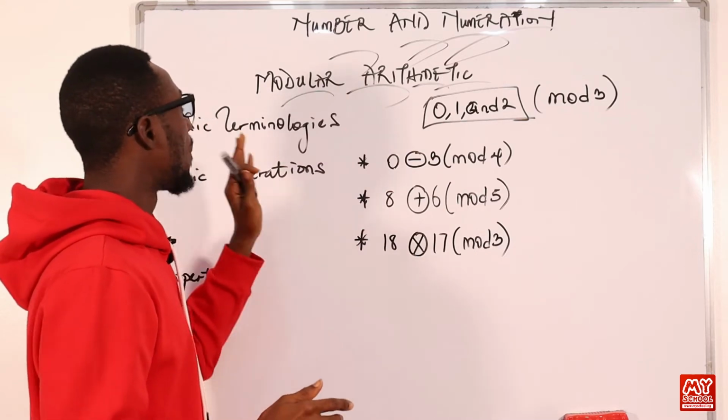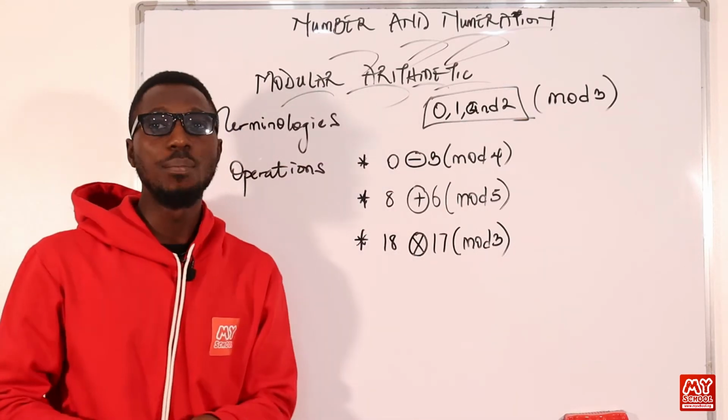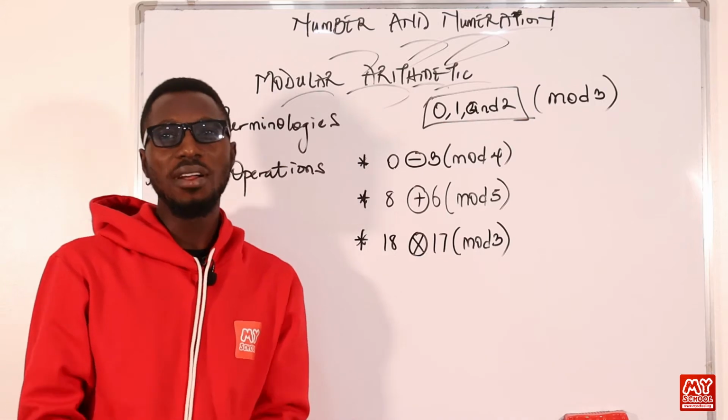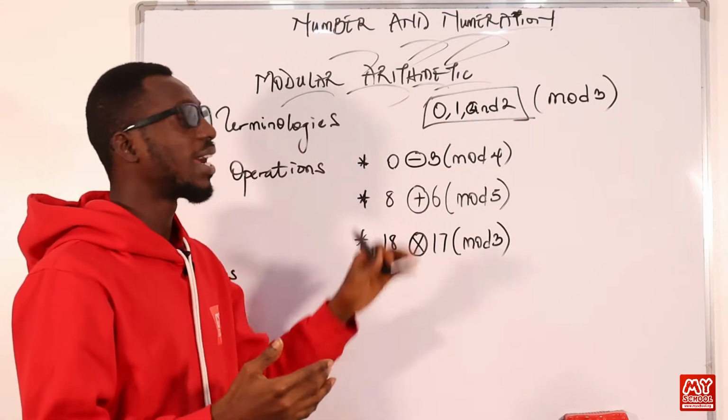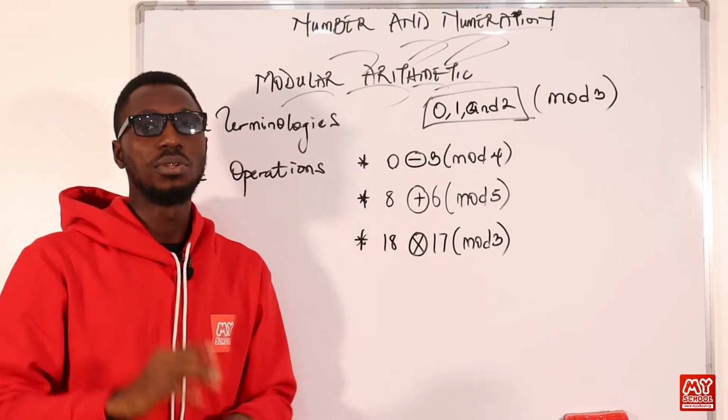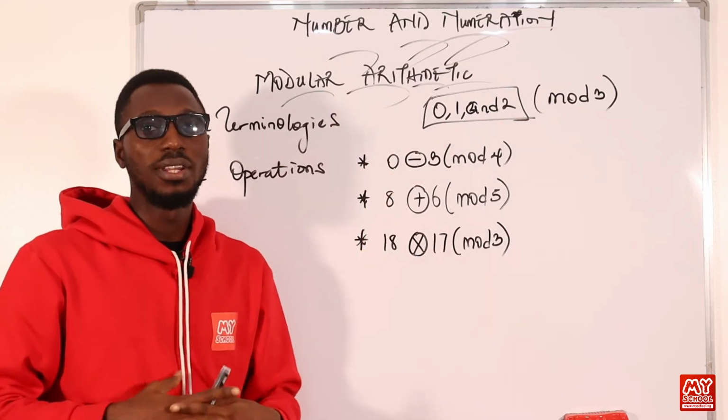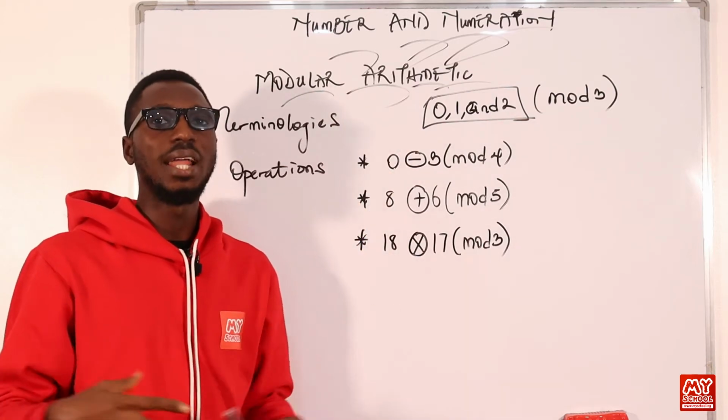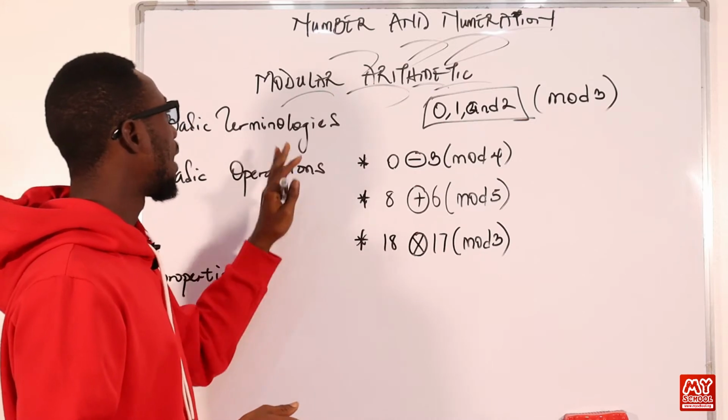Basically, you can also refer to modular arithmetic as clock arithmetic. That is one way it was first introduced to us, using the hour clock that we use to quantify time. So that's one terminology.